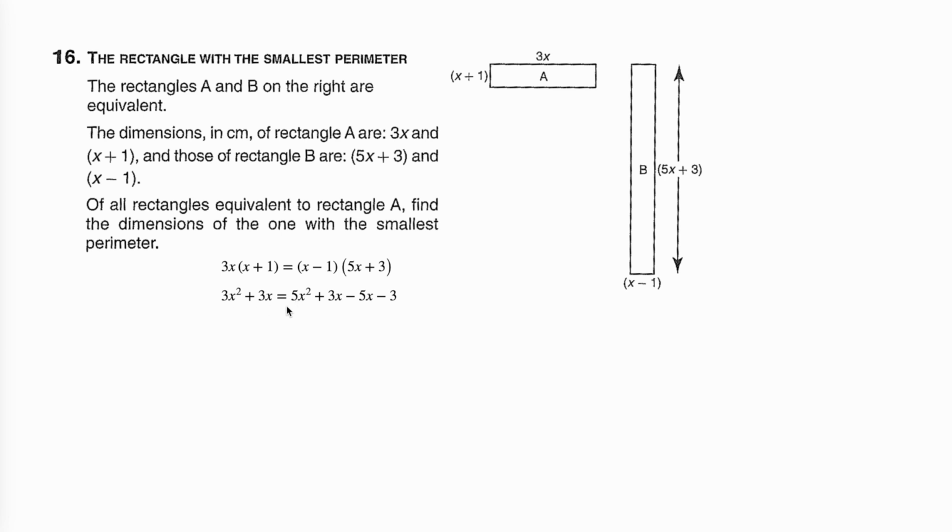I'm going to subtract 3x squared from both sides, and that's going to give me 2x squared. Then I'm going to subtract the 3x from both sides, and we're left with negative 5x minus 3. I want to factor this.